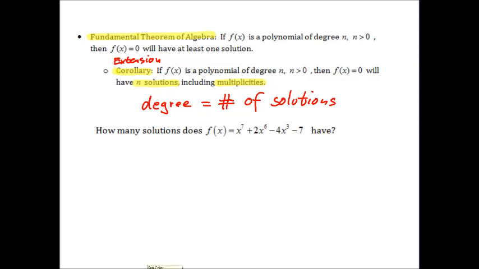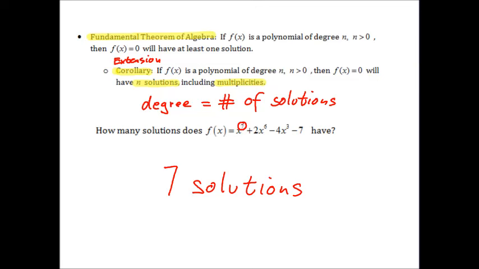And here's our example. How many solutions does the function f of x is equal to x to the 7th power plus 2x to the 6th power minus 4x cubed minus 7 have? The degree of this function is 7, and 7 is the number of solutions that this function will have. That's all this says in a nutshell, and we have talked about this previously already in class. So remember the corollary of the fundamental theorem of algebra. The degree of a polynomial function is equal to the number of solutions of that function.